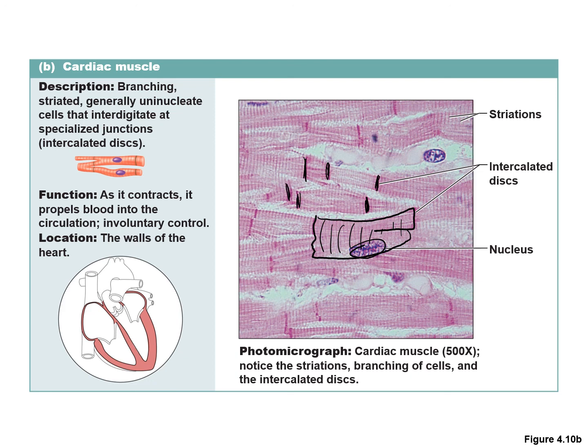And those intercalated discs connect two adjacent cells together. So here we would have two cells. I told you it's uninucleated, striated, branching cells. And the function is contraction to pump your blood, right, and propel your blood through your body. They are involuntary, and you find cardiac muscle cells only in the walls of the heart. So a very limited location, but a very important location.